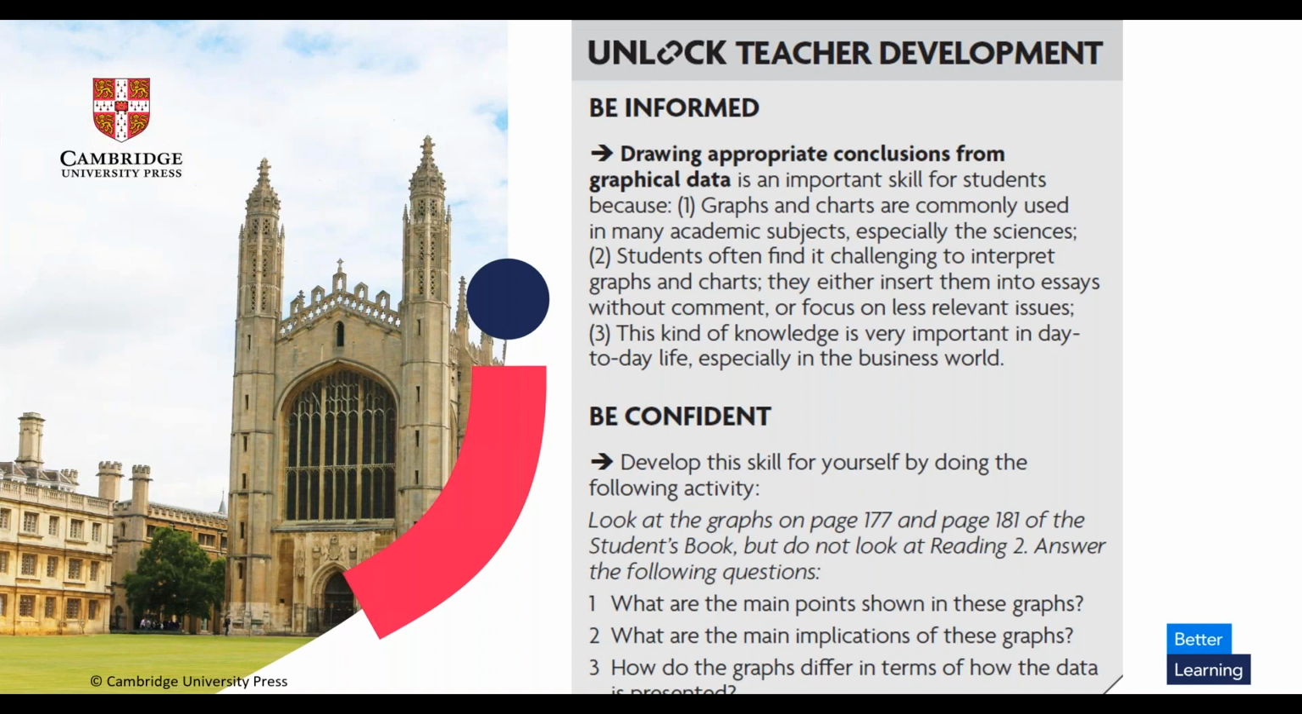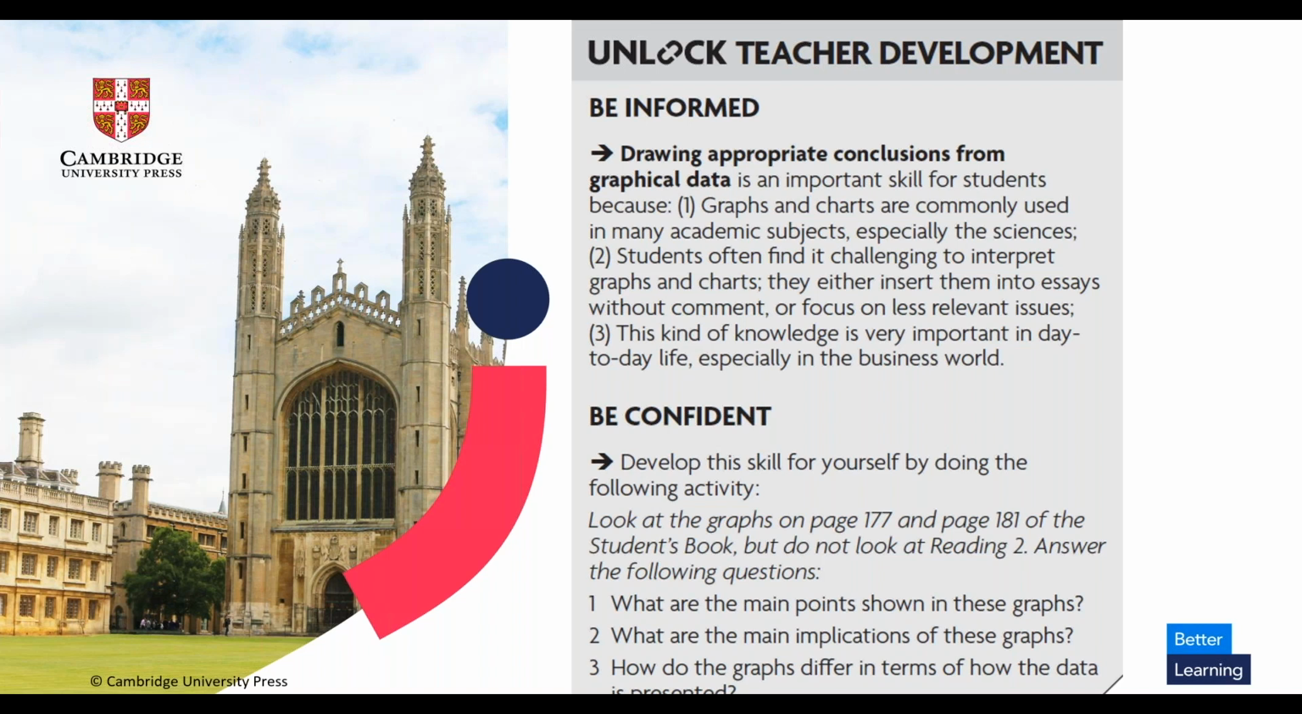So one is to be informed. Why are you teaching this particular aspect of critical thinking? Because that's going to be a question that students ask you. Why are we learning this? Why are we doing this? So here it is giving 3 reasons why they are doing that. So you can go bang, bang, bang. This is why it's an important skill.